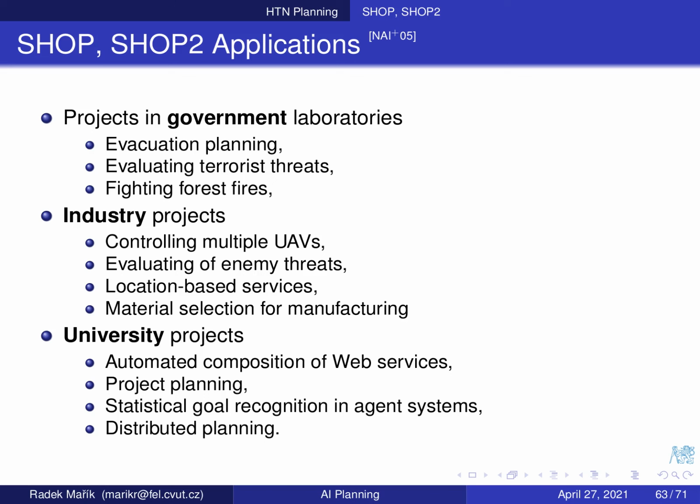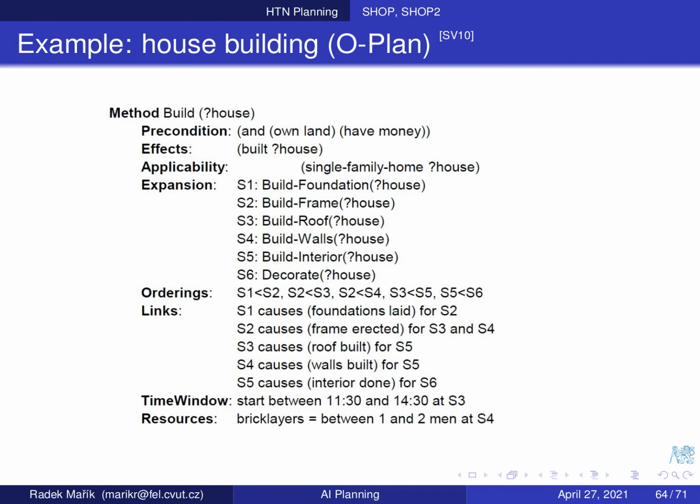It is used everywhere possible, in government, in industry, university projects, everywhere. Here is the example of OPlan planner, and you can see the method, preconditions, effect, where it is applicable, how it is decomposed, the expansion, how the tasks are ordered, links, what causal links are performed. You can also even supply, let's say, the timing issues and the resources.